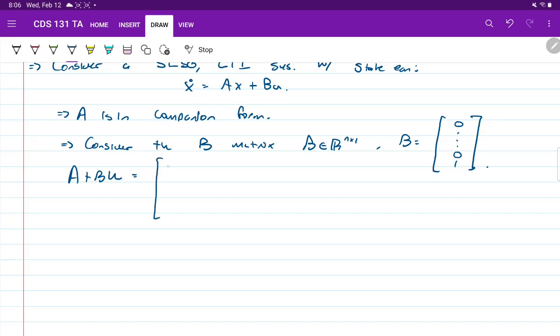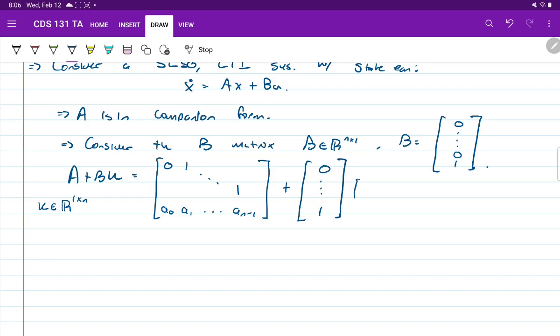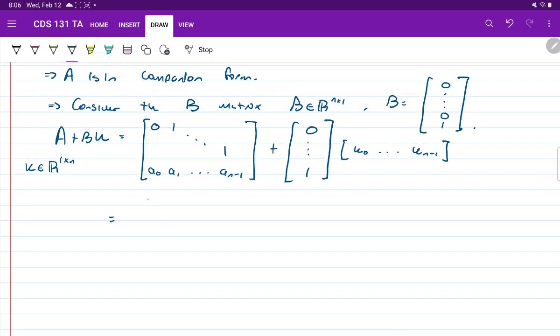Well, if we're in companion form, we have zeros, ones, then A naught, A1, all the way up until A N minus 1, and this will be plus this matrix B, which is zeros, then a 1, and then a gain matrix K, where K belongs to R 1 by N, so we'll have K naught all the way up until K N minus 1. If I compute the sum, what I'll find is that my resulting matrix, A plus BK, is actually still in companion form. So now I'll have A naught plus K naught, A1 plus K1, all the way up until A N minus 1 plus K N minus 1, okay?